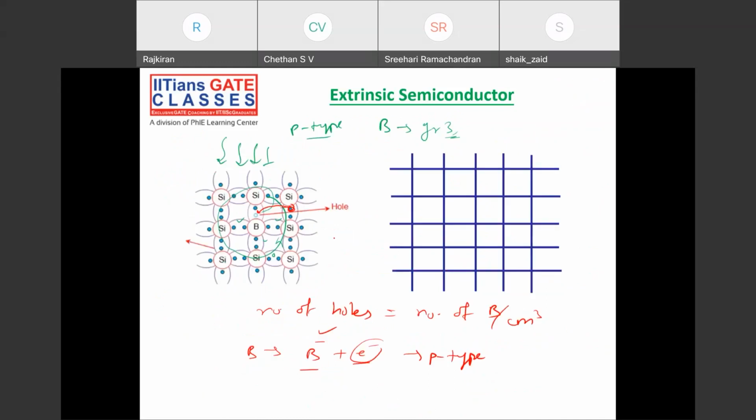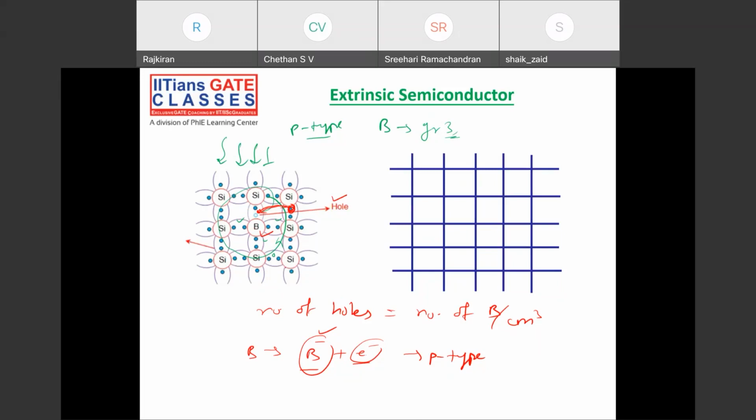Similarly, in boron, each boron atom will accept one electron and become negatively charged. So the negative charge equals the total number of holes. Each hole that is created, an electron moves and comes here, so the boron becomes negatively charged, giving one hole. So the number of holes is equal to the number of negative charges on the boron.